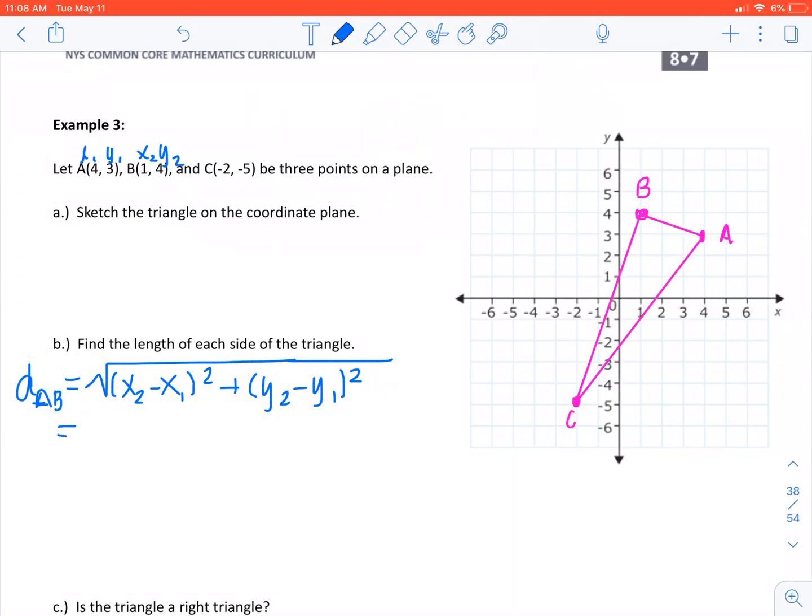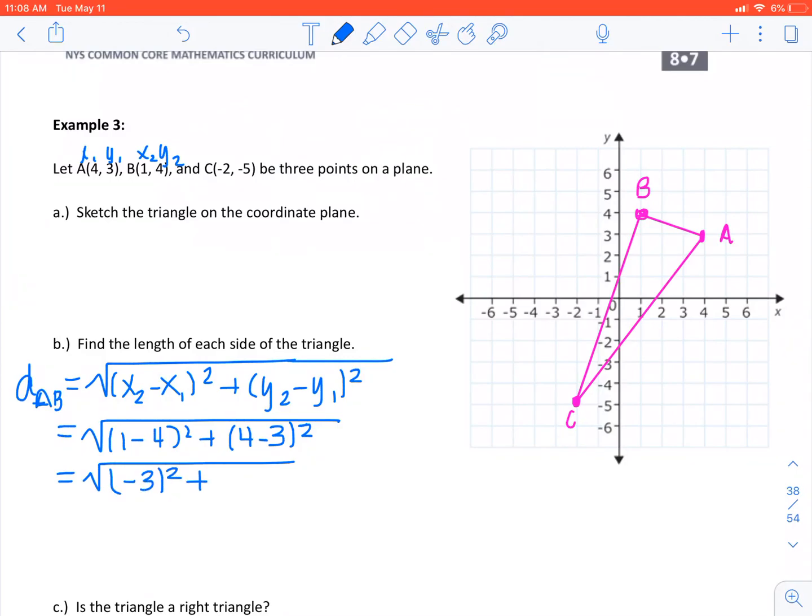Okay, so let's substitute in. So x2 is going to be 1 minus 4. And we're going to do y2, which is going to be 4 minus 1. I think I did that wrong. Let's try that again. y2 is 4, y1 is 3. Okay, so let's do the subtraction first. 1 minus 4 is -3. 4 minus 3 is 1. So when you take -3 squared, you get 9, plus 1. So this is the square root of 10.